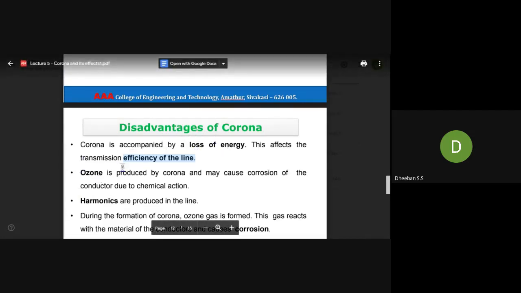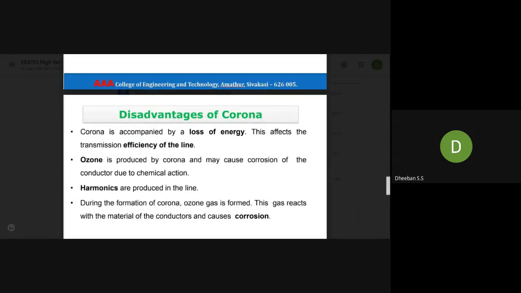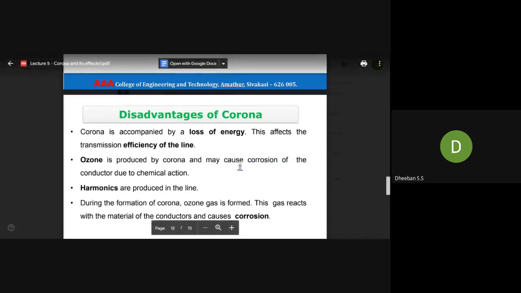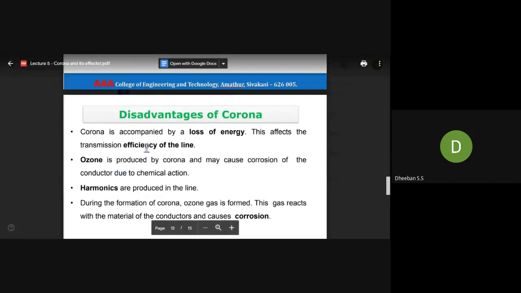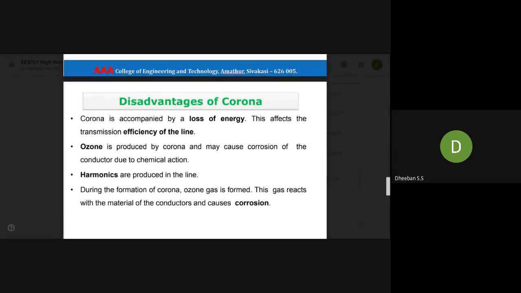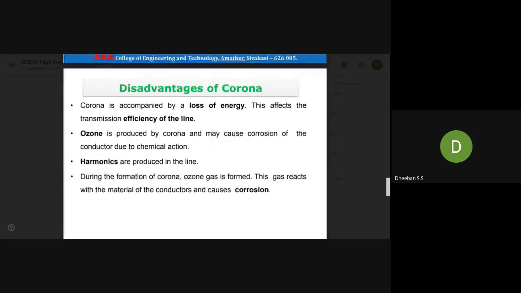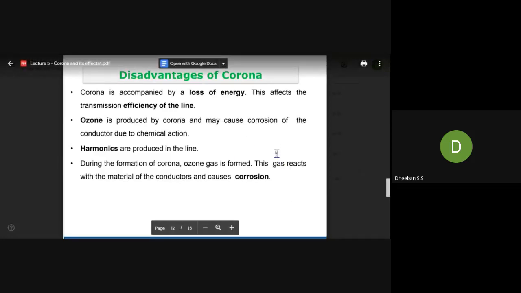The second point is, ozone is produced by corona. Due to this, corrosion of the conductors may occur, possible due to chemical action. This point and the fourth point are the same. And the next thing is, harmonics are produced in the line. Due to the corona effect, harmonics are also induced, so excessive filters have to be embedded into the transmission line. So these are the major drawbacks of corona.